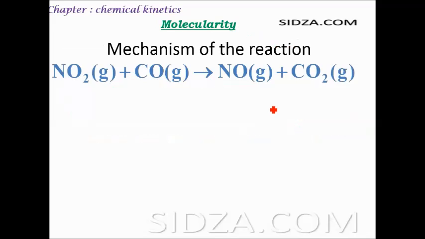Let's take an example here. See, we have a reaction NO2 plus carbon monoxide. It forms NO plus carbon dioxide. Correct? So as if there is a transfer of one oxygen from NO2 to carbon monoxide, which forms the carbon dioxide.